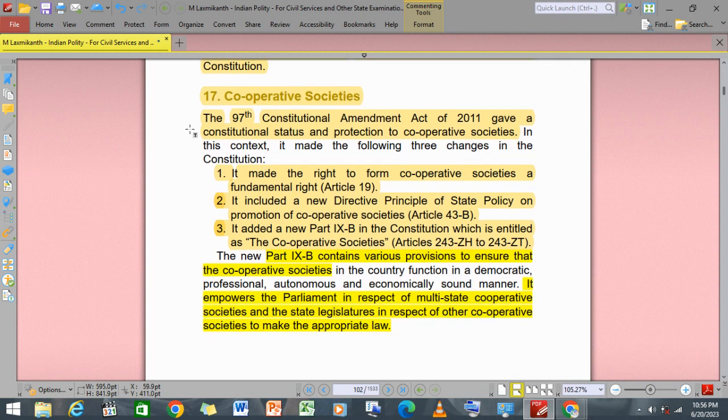Then we have cooperative societies. The 97th Constitutional Amendment of 2011 gave constitutional status and protection to cooperative societies. It made the right to form cooperative societies a fundamental right. All right, that means anybody can form a cooperative society as a fundamental right, under Article 19. It also included a new directive principle of state policy on the promotion of cooperative societies in Article 43B.